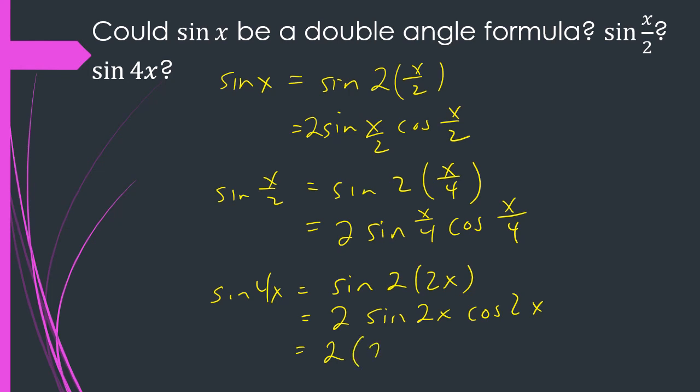Sine 2x is 2 sine x cos x, and then cos 2x, you could pick any of the 3 formulas for it. And this would just keep going. So this actually has a double angle formula buried inside of another double angle formula. Crazy, I know. There's not much virtually I'm going to apply to this. I just want to point out to you that technically anything could be a double angle.